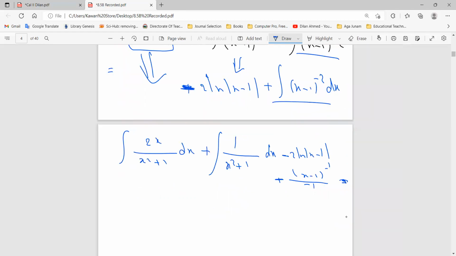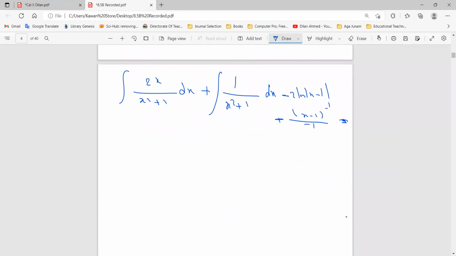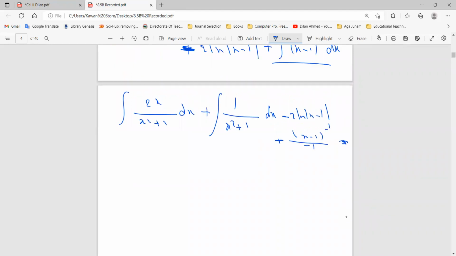Right? Am I right? Good. So tell me about the first part now. Yes, you're right. Ln, you don't need anything. Ln of x squared plus 1.